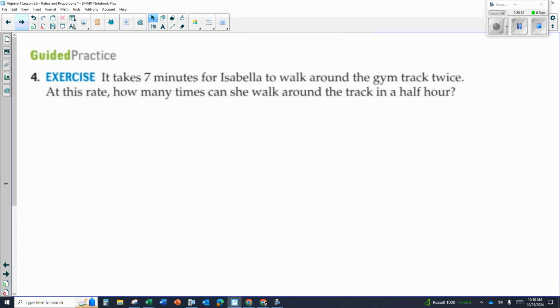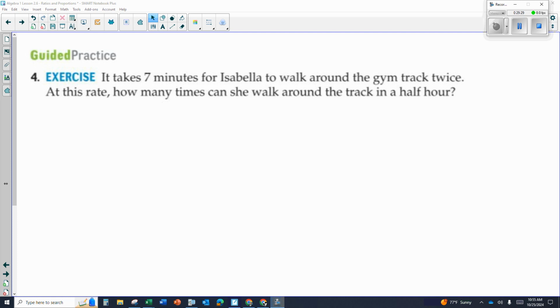All right, so at this time, let's look at guided practice number 7. 7 minutes for Isabella to walk around the gym track twice. At this rate, how many times should she walk around the track in a half hour? So go ahead and pause the video so you can try guided practice on your own.